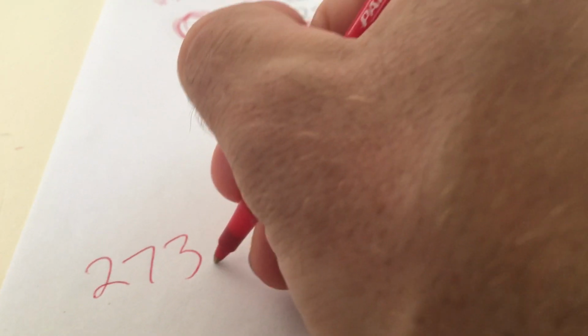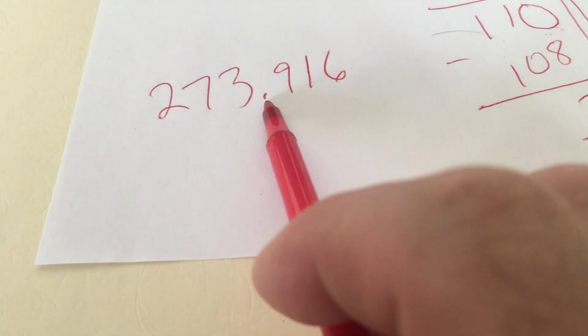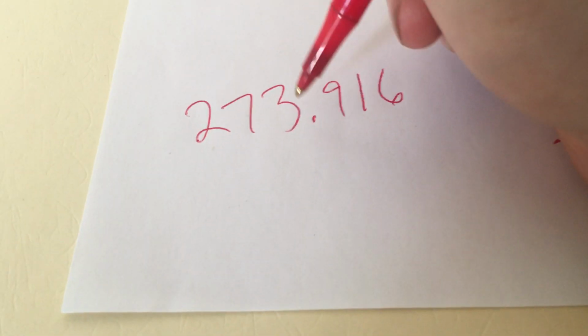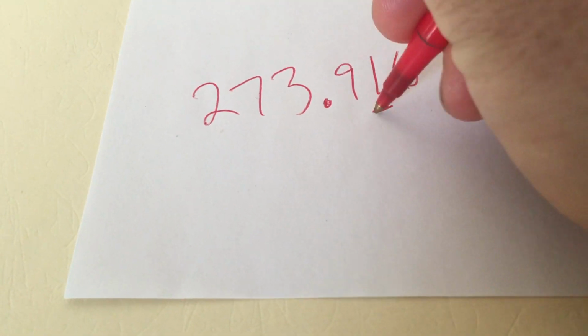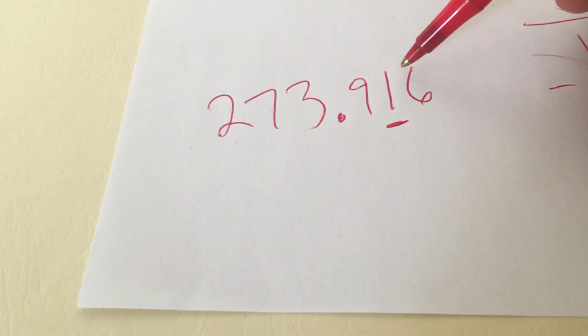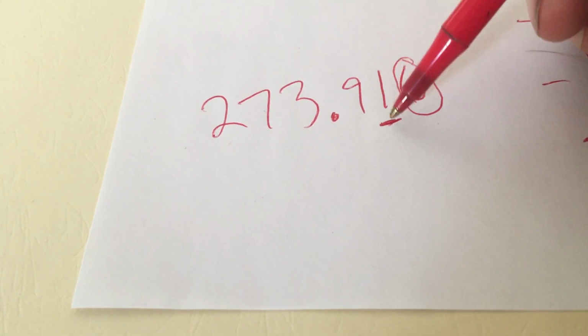So let me just write this out. 273.916, or 273 and 916 thousandths. We are rounding that to the nearest hundredth. So we're going to look to the thousandths place. We're going to look to the right of the place we're trying to round to, which is the hundredths place.